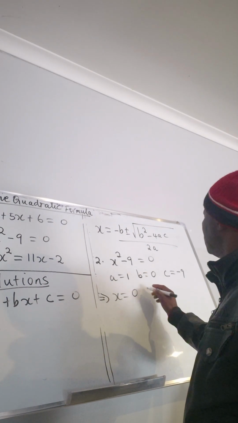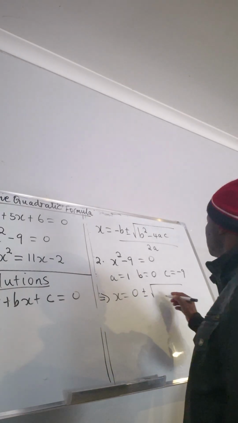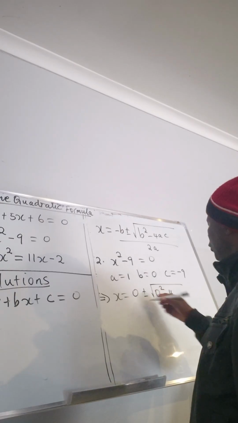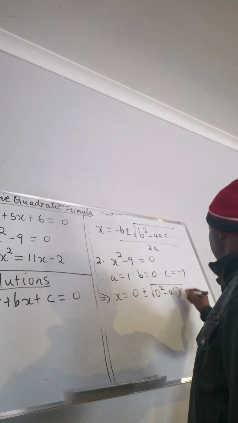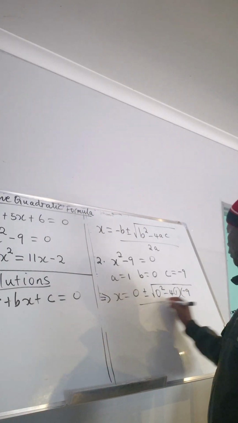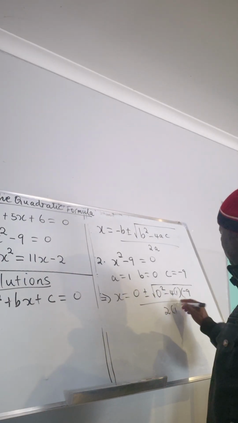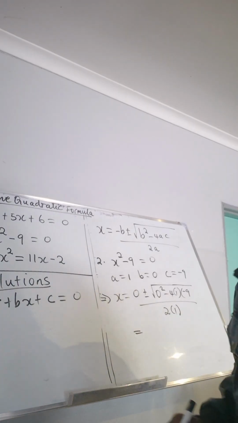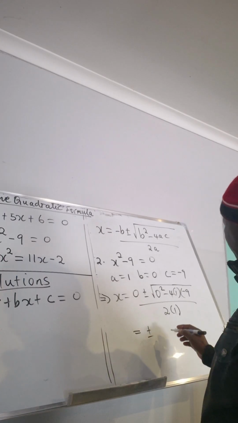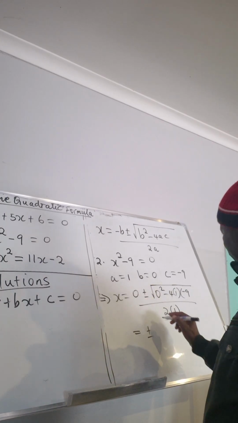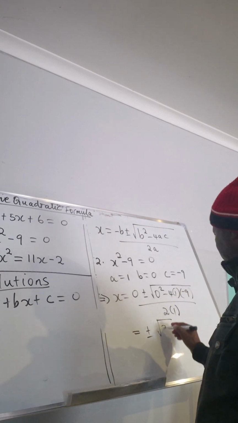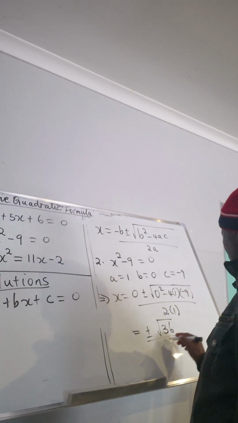Minus 0 is just 0. Plus or minus the square root of b squared, b is 0 here, minus 4, a is 1, c is minus 9. So all over 2 times 1. The 0 part I can leave as 0. Then I will say minus 4 times minus 9, which is equal to 36. So the square root of 36 over 2.